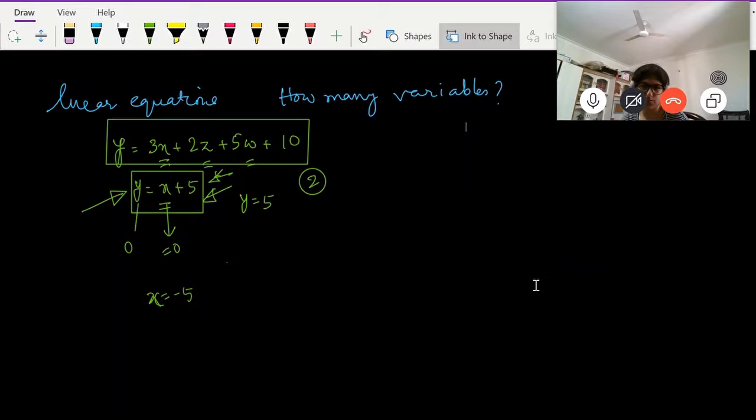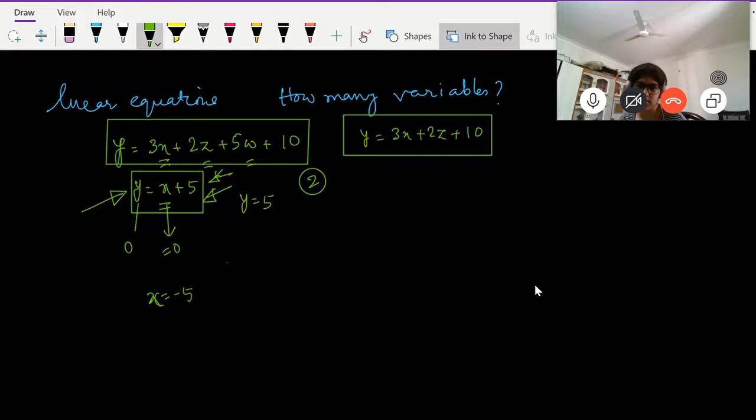Okay, let's take a simpler one, then we'll go to that. Let's take y equal to 3x plus 2z plus 10. How do I plot this? So we put the value of x and z. Physically, if I plotted y equal to x plus 5, right? So I want to plot and see how this one looks. So y equal to 3x plus 2z plus 10 will be looking like what?